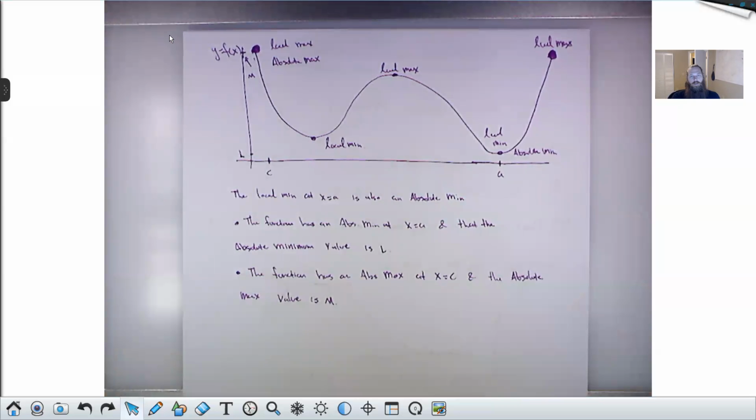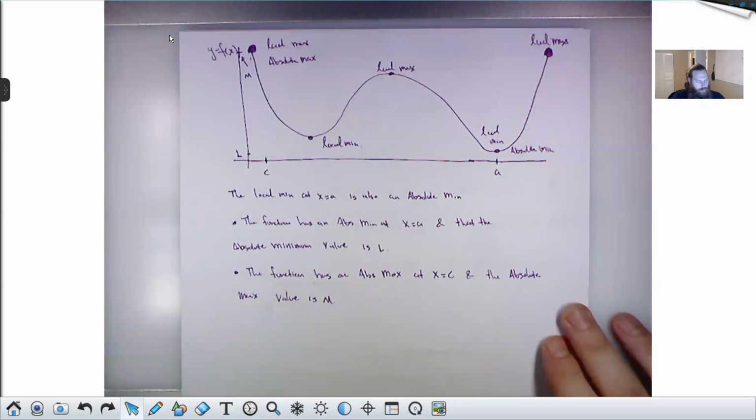Okay. So local mins, local maxes, absolute mins, absolute maxes, they can overlap. Your absolute extrema will always be local extrema also, right? If you are an absolute max, you are also a local max. And if you are an absolute min, you are also a local min. But not every local extremum is an absolute extremum. So there are plenty of local mins and local maxes that are not necessarily absolute.